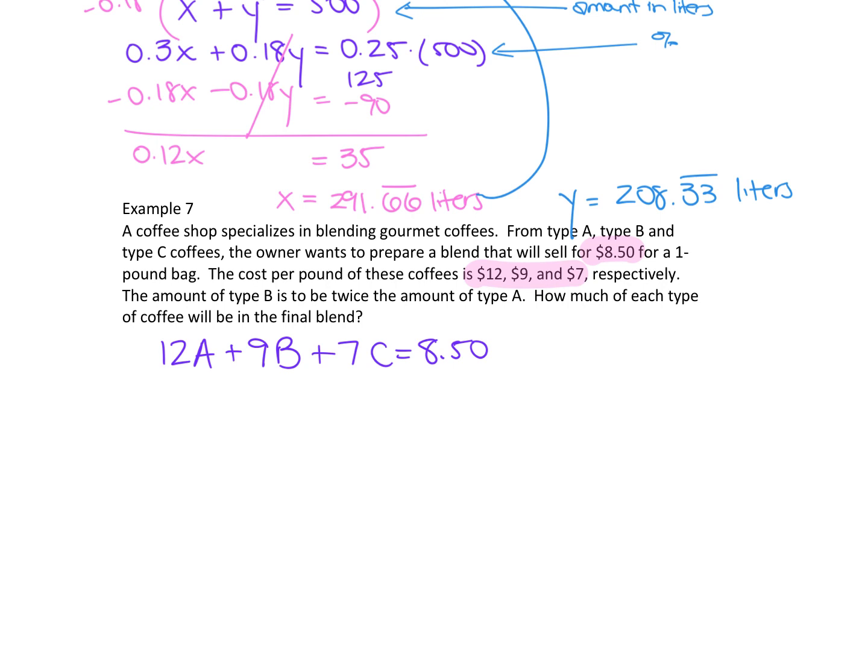Then they tell me the amount of B equals twice the amount of A, so B equals 2A. Now, it looks like we only have two equations here, but what they are kind of hiding in here is this piece of information, this 1-pound bag. So what the third equation is going to be for these kind of word problems with 3 variables is always going to be amount of A plus amount of B plus amount of C adds up to a 1-pound bag.